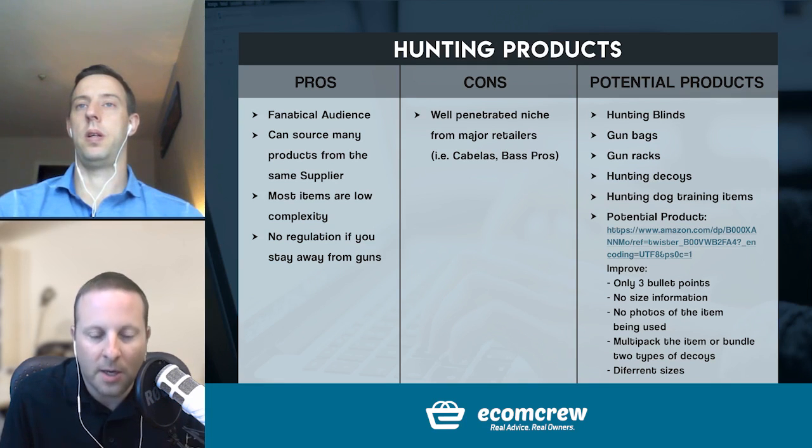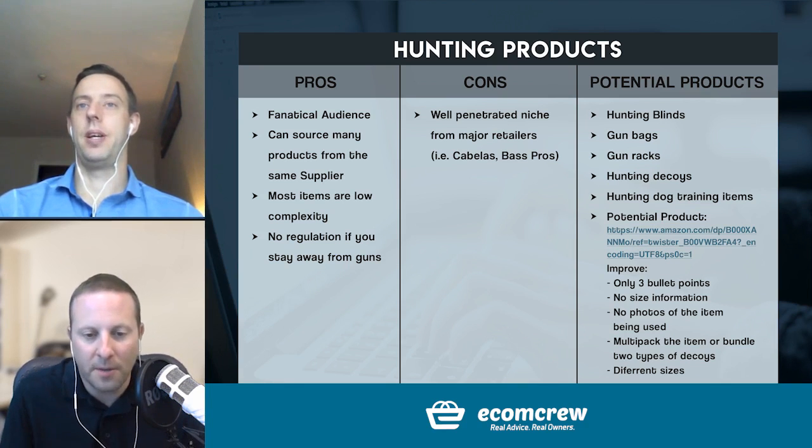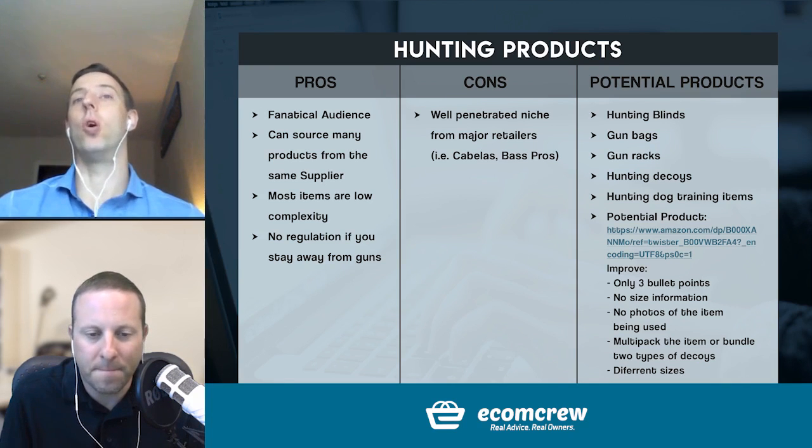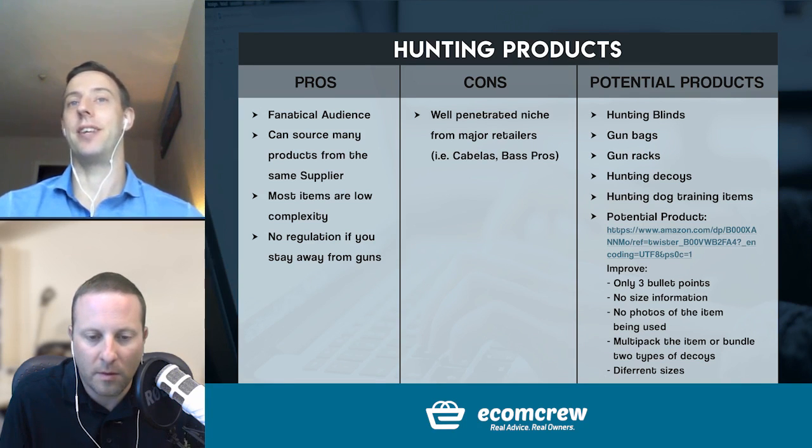Just going through some of the potential products here, you have something as simple as hunting blinds. We mentioned gun bags, which are incredibly simple to make. A gun rack, it's just some metal and some screws. Pretty easy stuff. Dave, you want to go through these other guys here? Hunting decoys, and I love hunting decoys. I think you can almost do a whole website and company just based on hunting decoys. Things like deer and various birds. You could probably do 100 different products on hunting decoys alone.